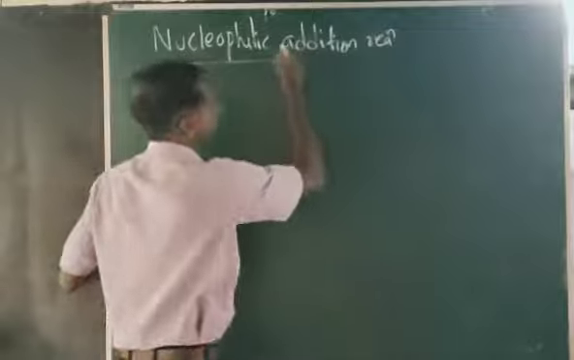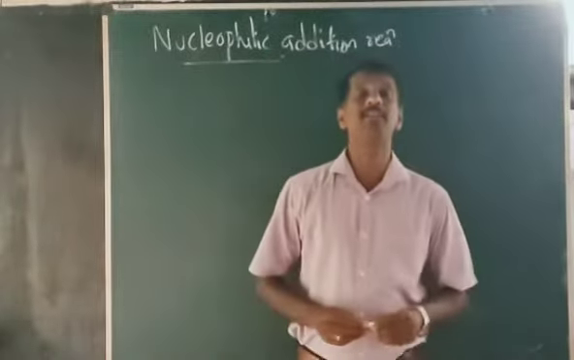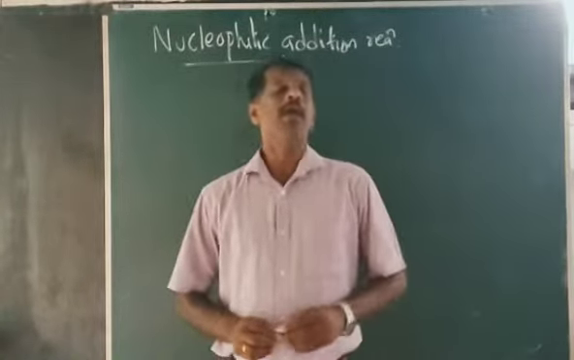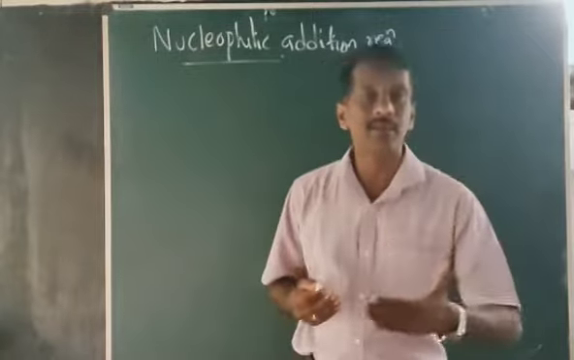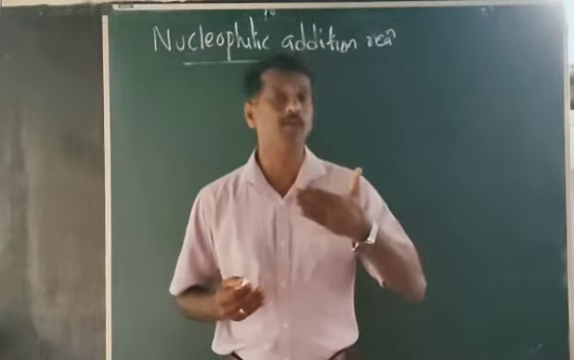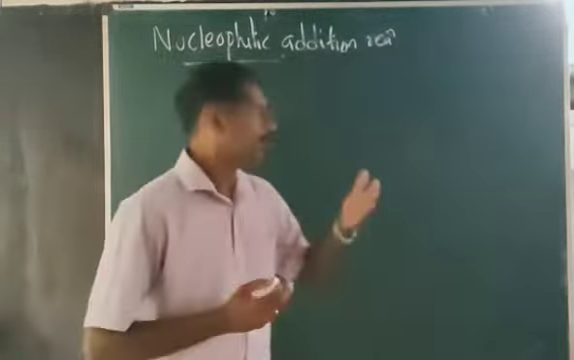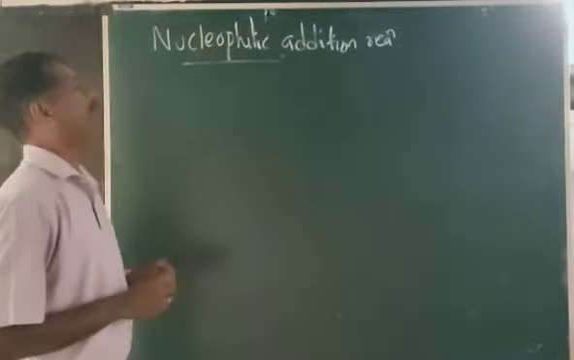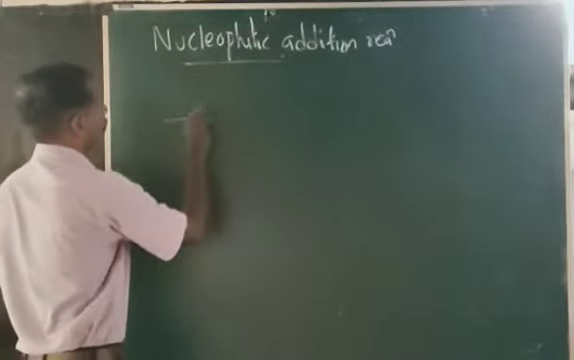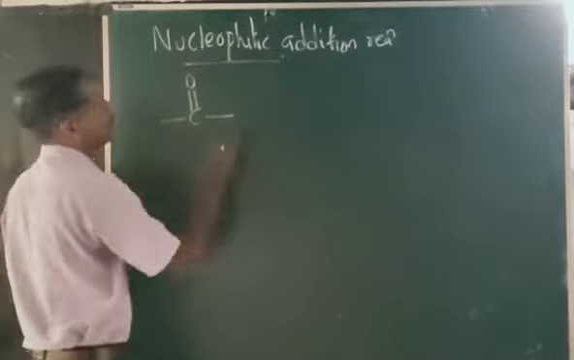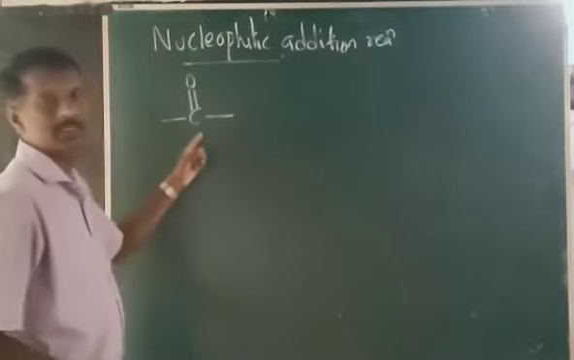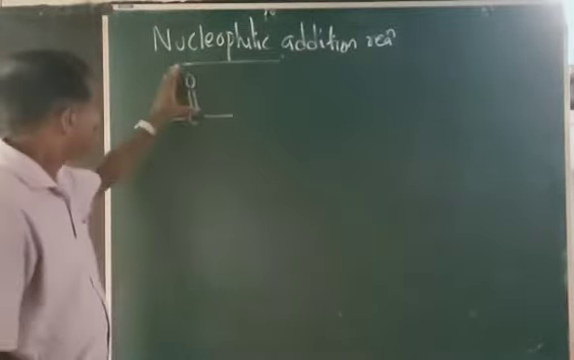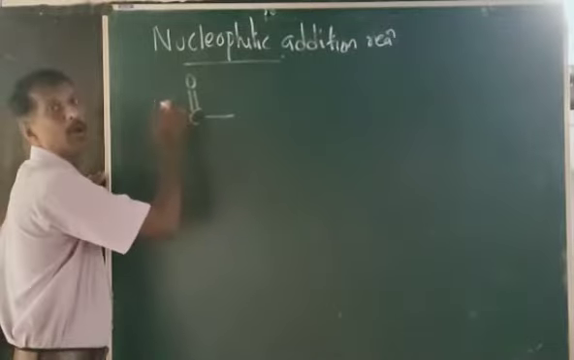Okay. In this class, we are discussing the reactions of aldehydes and ketones. The most important reaction that is given by aldehyde and ketone is nucleophilic addition reaction. So let us go through the nucleophilic addition reaction. We know that this is the carbonyl group present in aldehyde and ketone. This carbonyl group is polar in nature.